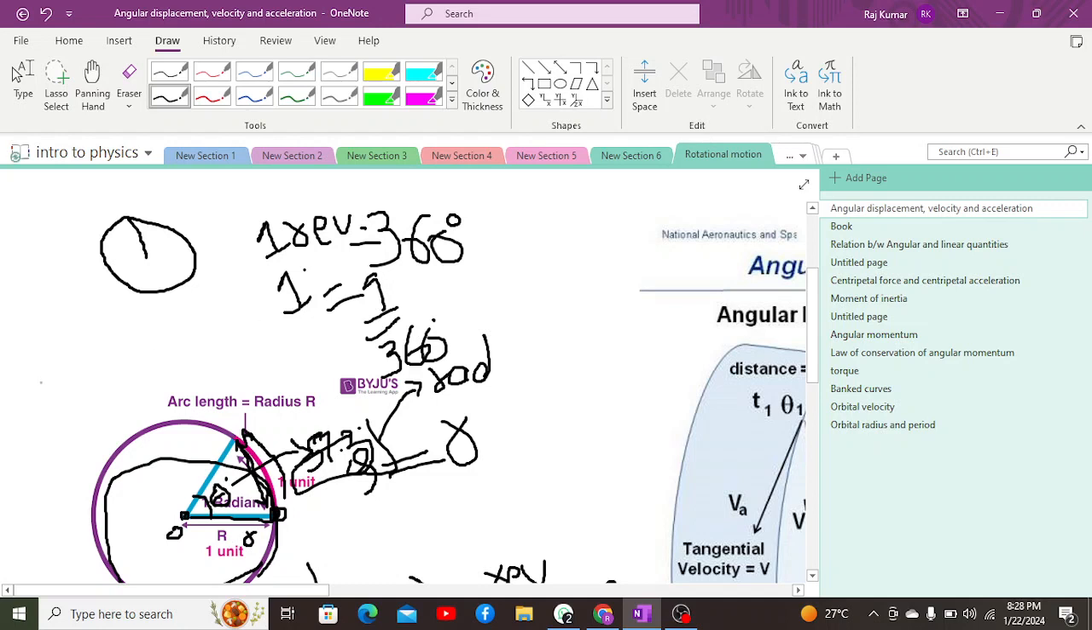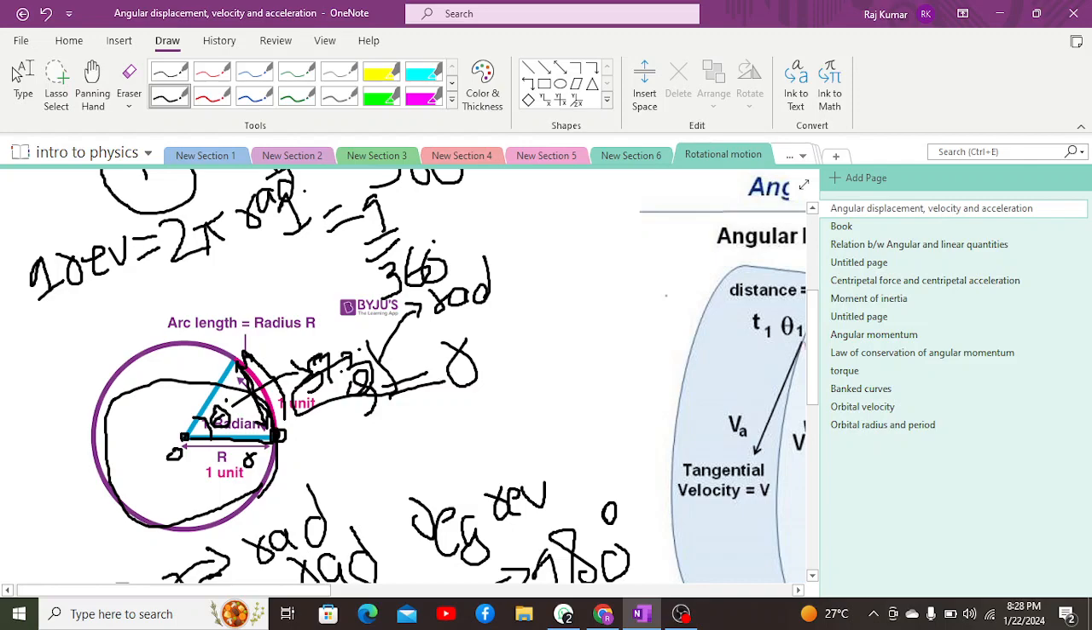Apart from that, if we talk about radian, one revolution is equal to how many radians? One revolution is equal to 2 pi radian. Why is it considered as 2 pi radian? Because we know that one revolution is equal to 360 degrees, and 360 degrees is equal to 2 pi radian. Likewise, one radian is equal to 1 upon 2 pi of a revolution. So this is how we calculated.